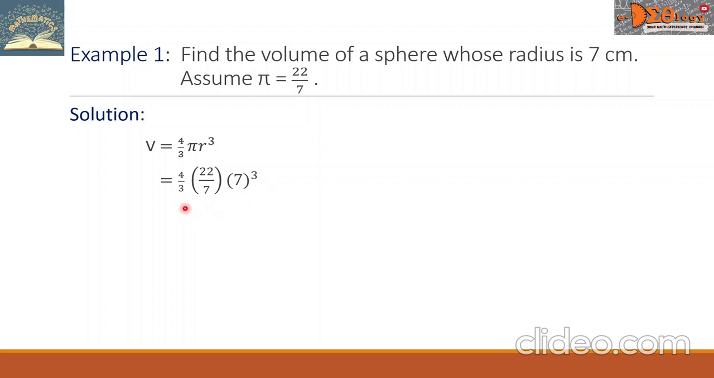We can multiply the two fractions. 4 times 22 is 88, 3 times 7 is 21, and the cube of 7 is 343. Using the calculator, we can get the final answer as 1437.33 cubic centimeters. This is the volume.